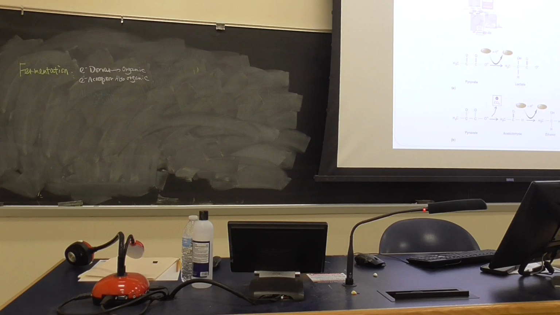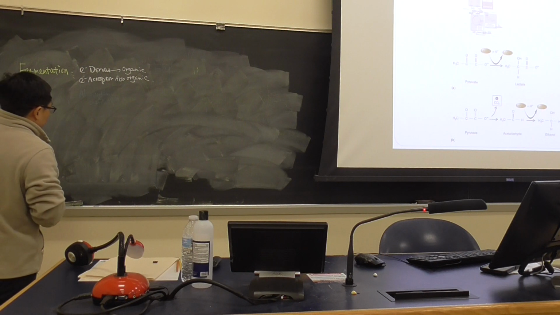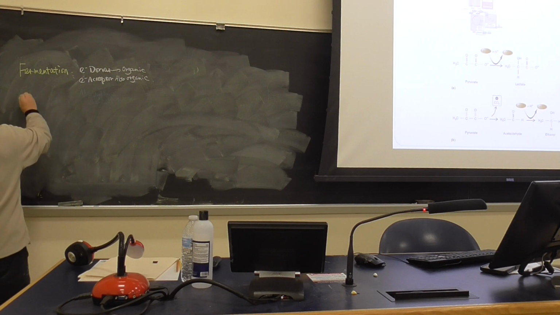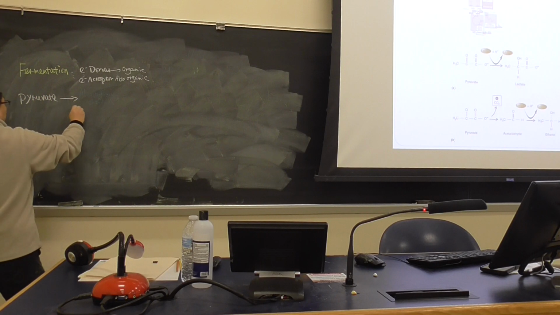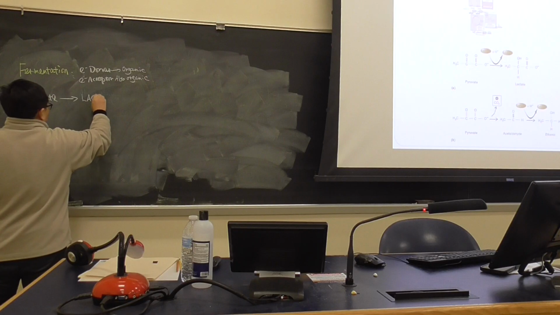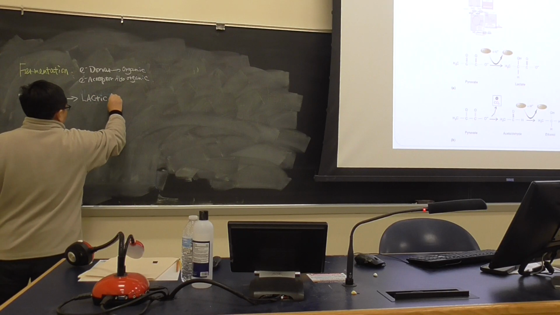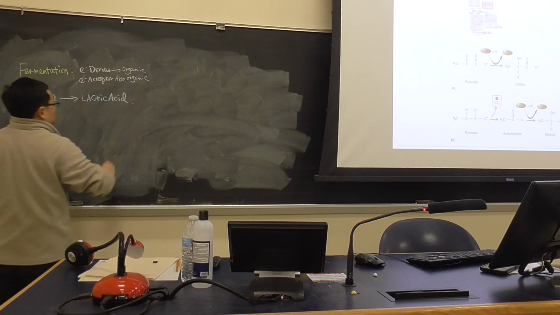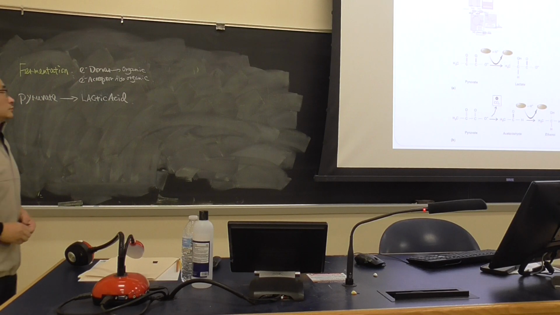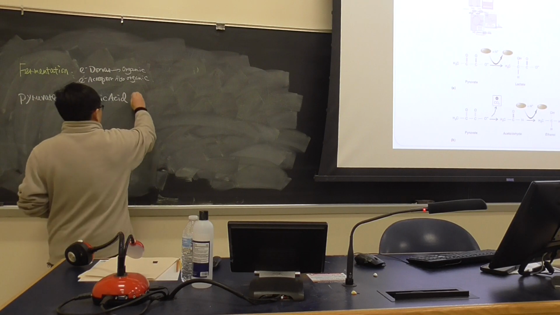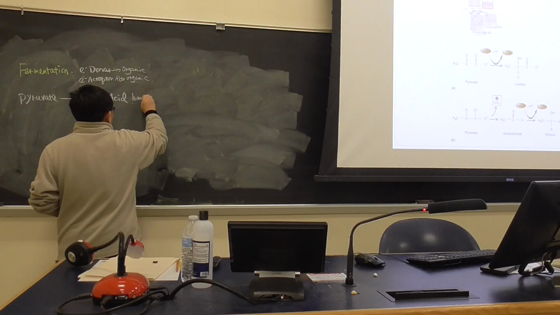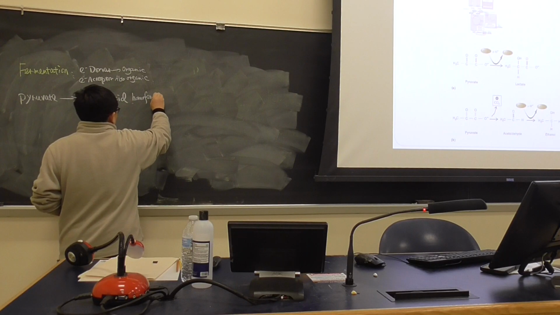Okay, what is the example? There are basically two different types of fermentation. The first one is pyruvate going to lactic acid. This is called homofermentation.